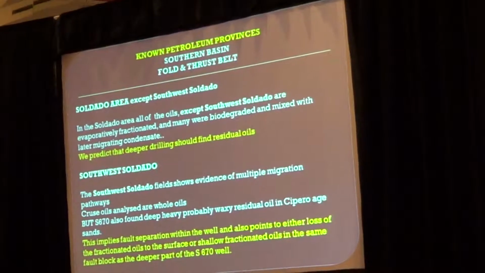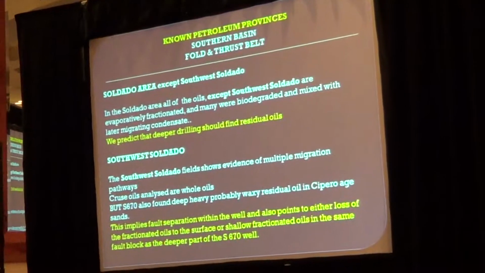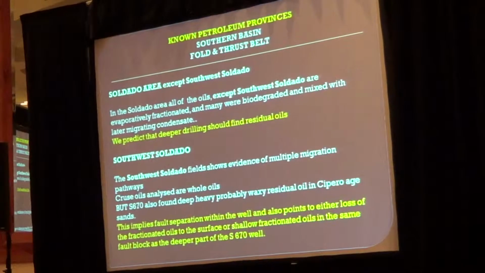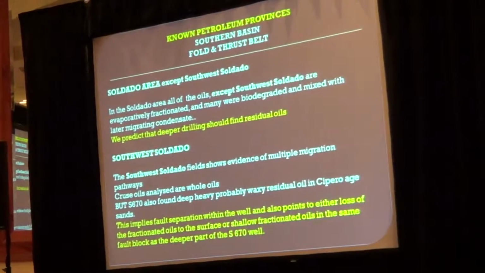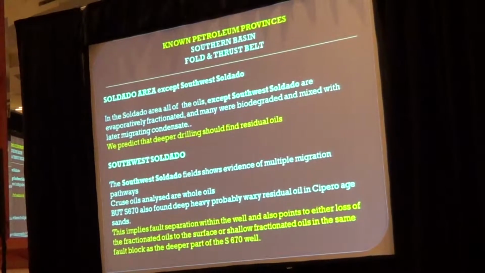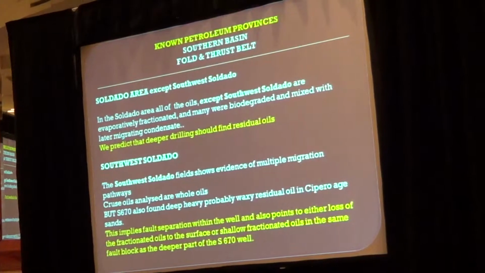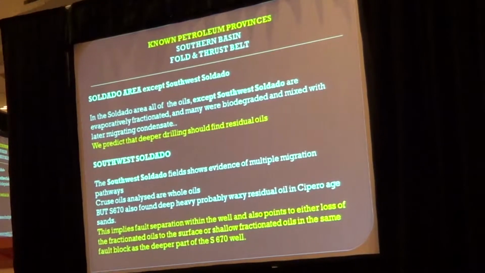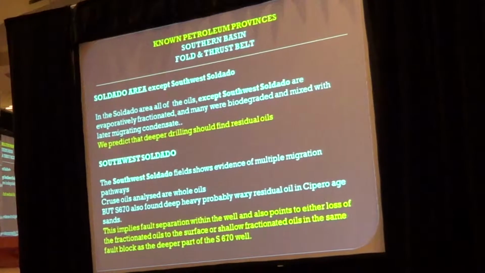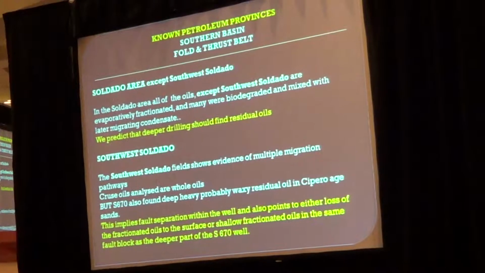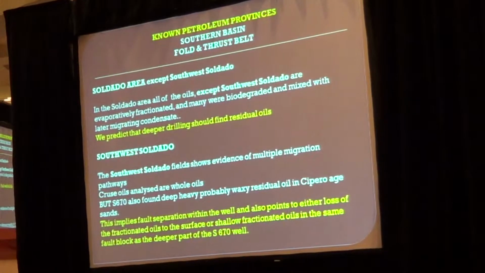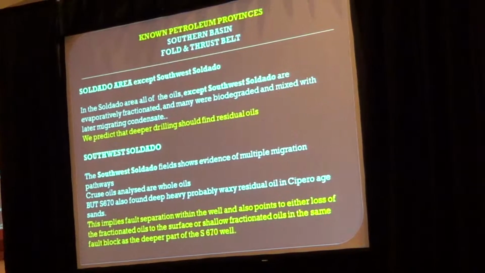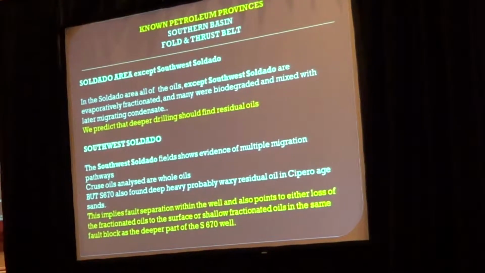So let's start looking at that fold and thrust belt and start from the west now, the Soldado area, southwest Soldado. All of the oils we analyze, and we've analyzed oils from all oil fields and all condensate fields throughout the country, are evaporatively fractionated, and many were biodegraded and mixed with later migrating condensate. What that means is that there must be residual oils deeper. So are we saying that deeper drilling will find those residual oils?